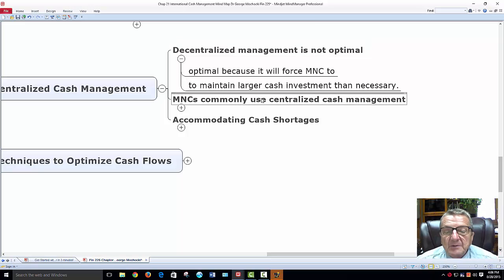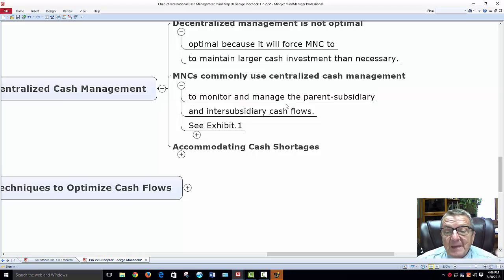MNCs commonly use centralized cash management to monitor and manage the parent-subsidiary and inter-subsidiary cash flows. Remember, there's cash going back. Even though I'm not giving cash, I'm hitting their account or their budget or their activities. It's not like if one department is doing work for another department, they're doing it for free. They're paying maybe at a lesser rate, but they're saying, here, charge my budget and I'll take the cash out of there. That's what they call inter-subsidiary cash flows.